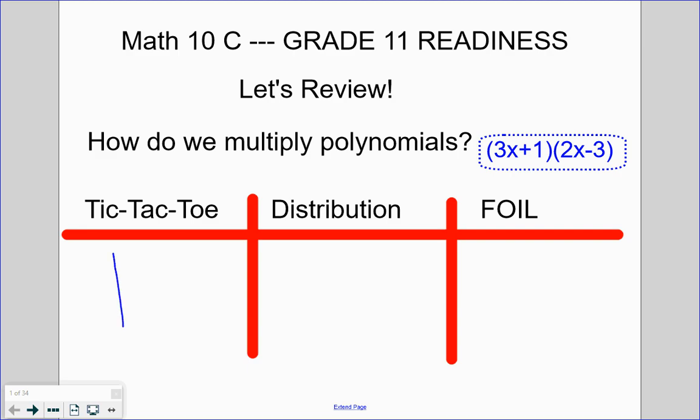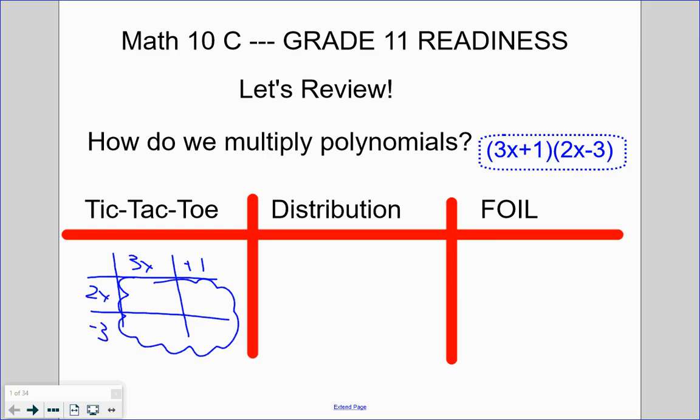If you're a tic-tac-toer, you're just going to take your binomial, put it on the edge, and fill in the middle, multiplying as you go. For distribution, you take the first bracket, or either one, it actually doesn't matter, and you separate it up, and into that space beside it, you keep the second bracket together. Then you multiply through and you multiply through.